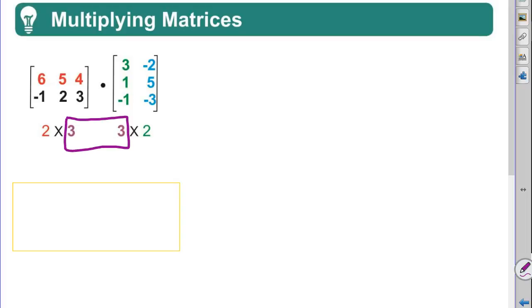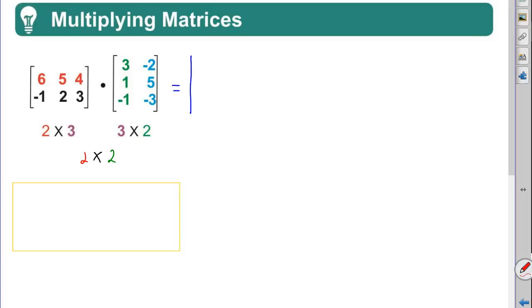All right? And then also, remember that the final matrix will have dimensions of the rows of the first and the columns of the second. So when we multiply these, we should end up with a 2 by 2. All right, let's get right down to it and see if we can do it.